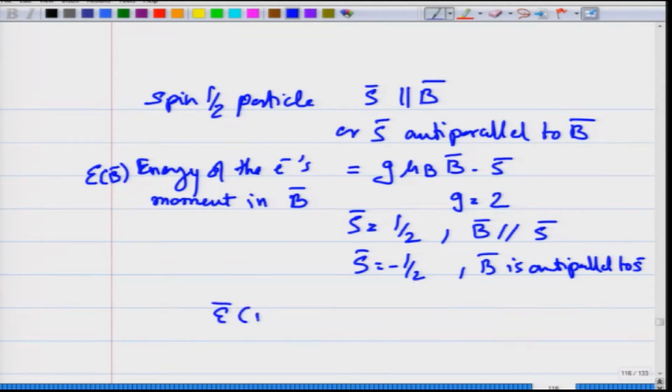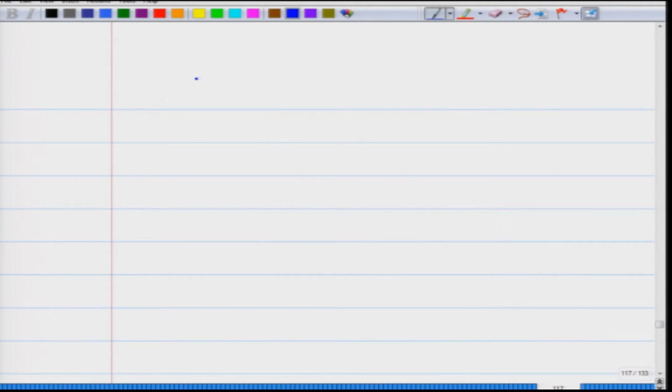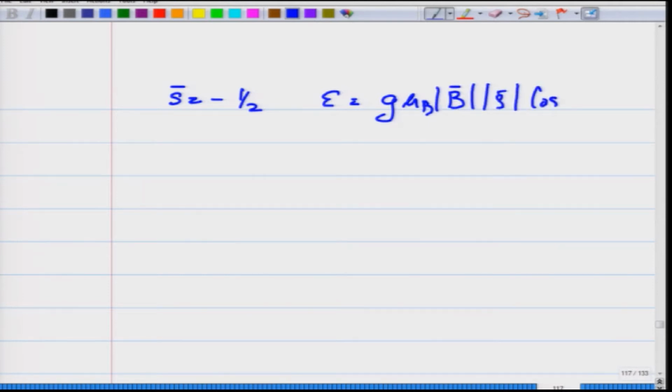Let us write this as the energy of the magnetic moment in a magnetic field. The energy of the electron in a magnetic field is 2 mu_B B into half cos 0 for a spin half particle, and this is equal to mu_B B. For an opposite spin particle, S equal to minus half, the energy is g mu_B B, the magnitude of the field, into S cos 180, because the spin is in the minus half direction, the opposite direction to B. So, B dot S will give you minus mu_B B.